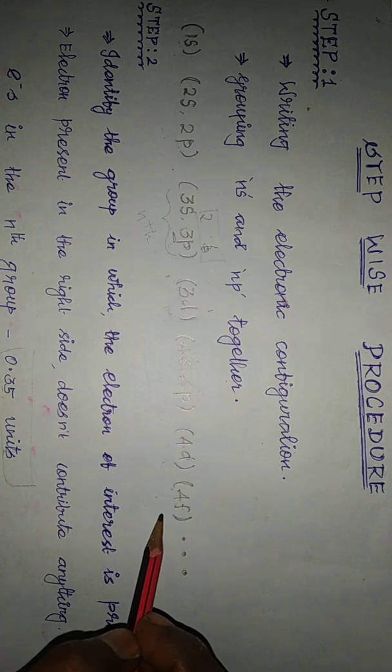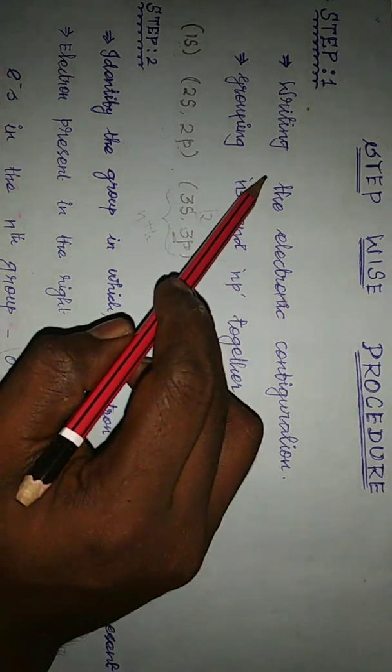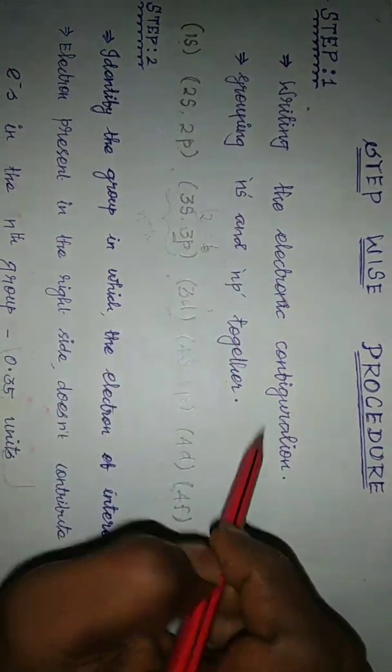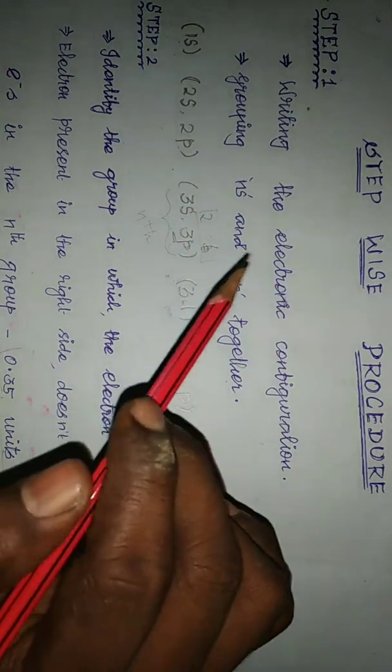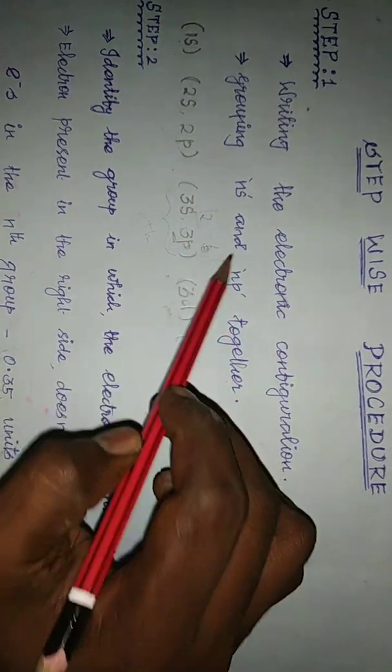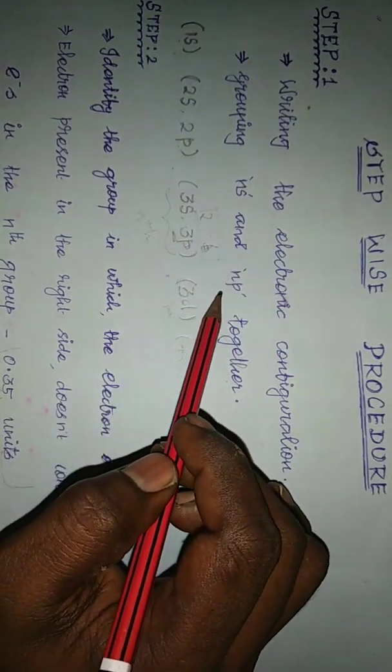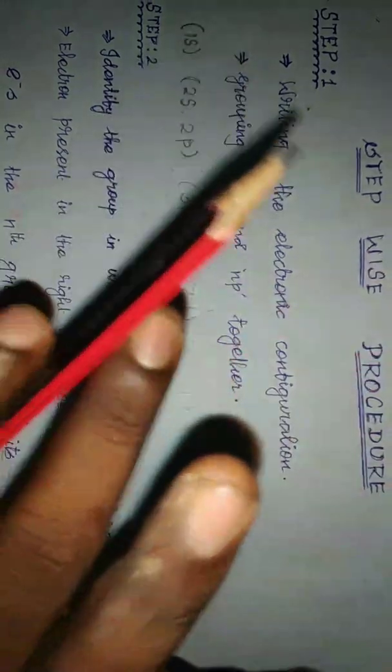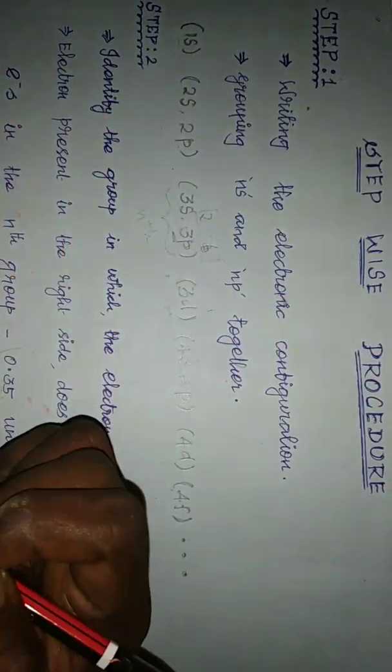Okay, so this is the initial step for calculating the effective nuclear charge. What we have to do is write the electronic configuration, then grouping should take place. While grouping, we have to remember the s and p orbitals have to be placed together. Okay, this step is over. Then let us see step number 2.